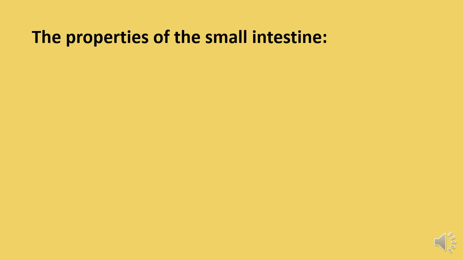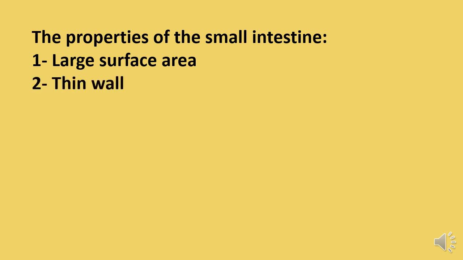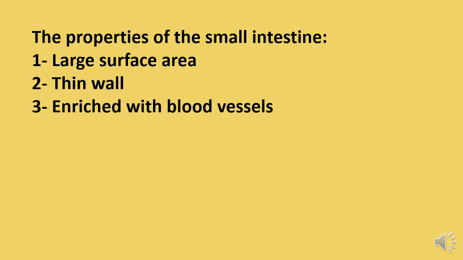So to sum up, what can we conclude? We learned more about the intestinal wall. So what are the properties of the small intestine? First of all, it has a large surface area, as we said. It has a thin wall. Of course, it will have a thin wall for the diffusion to take place. And it is definitely enriched with blood vessels.